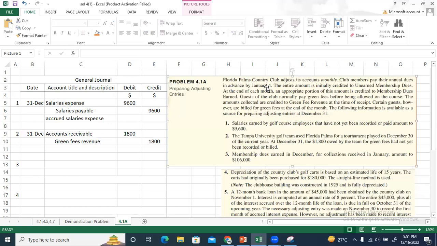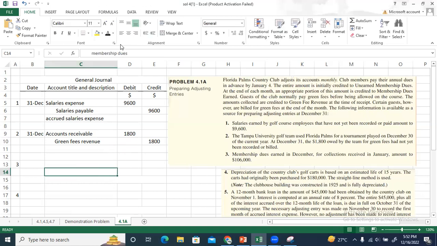This was initially recorded in January as your unearned membership dues. Remember, they said that whatever you're going to collect on January 4th is going to go into unearned membership dues, which was a liability. Now in December, you have earned this income, which means it's no longer a liability. You have actually provided the service to these members. So if you have earned the amount, we know for sure that we can record it as our membership dues earned. So there should be an earned over here as well.